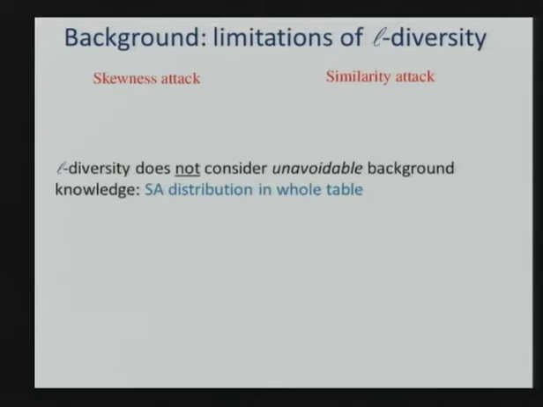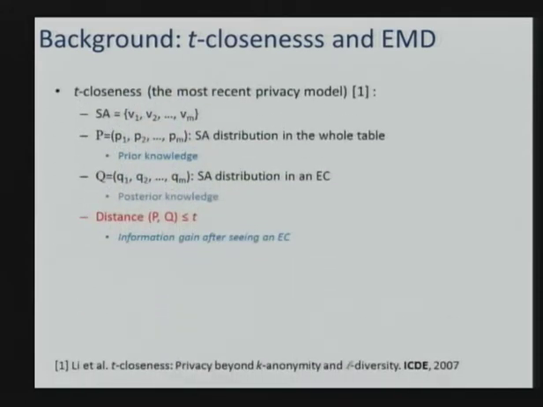To address the above 2 attacks: such kind of attack is because L-diversity does not consider the unavoidable background knowledge, that is the global distribution of the sensitive attribute in the whole table. To address such limitations of L-diversity, T-closeness has been proposed. The T-closeness model was proposed by Professor Ninghui Li at Purdue University in 2007.